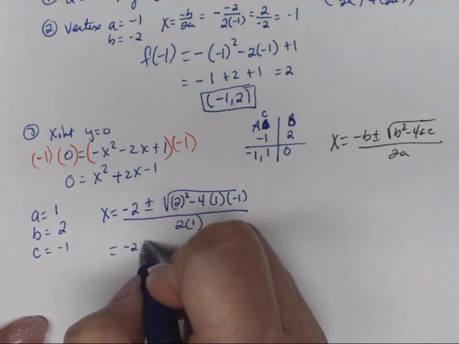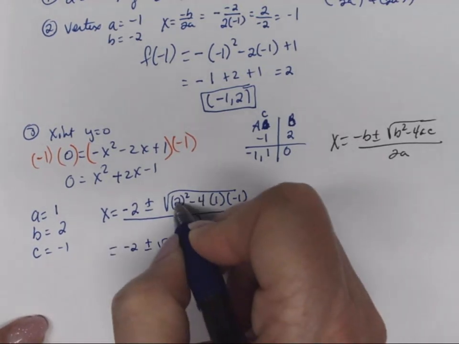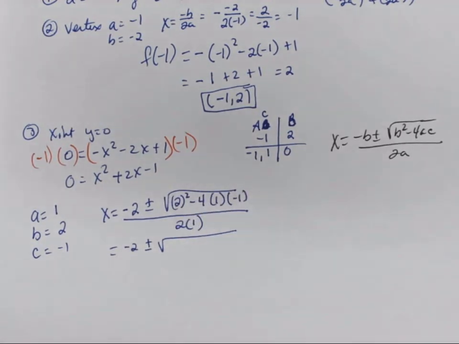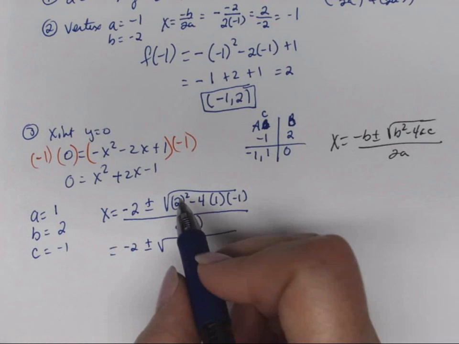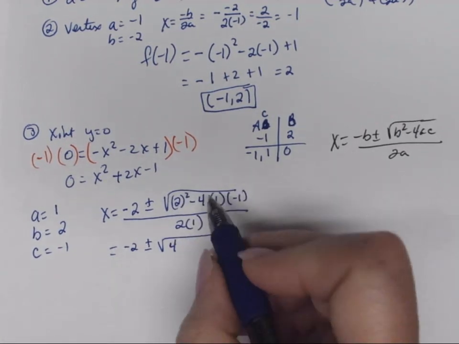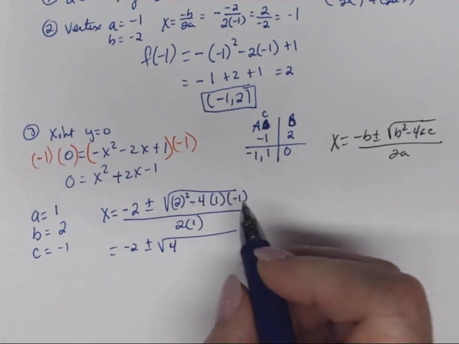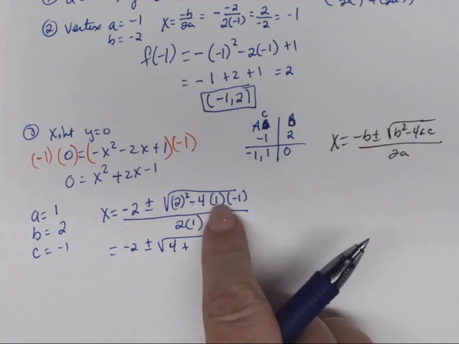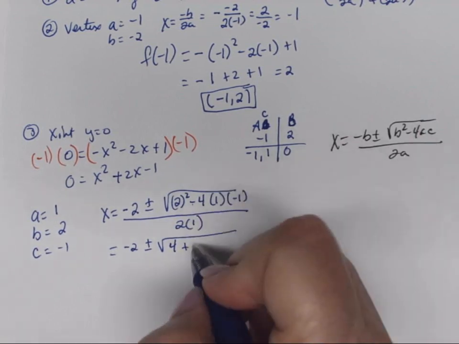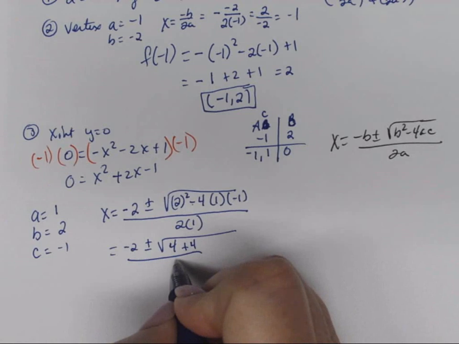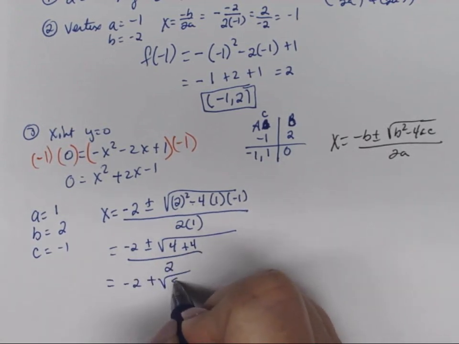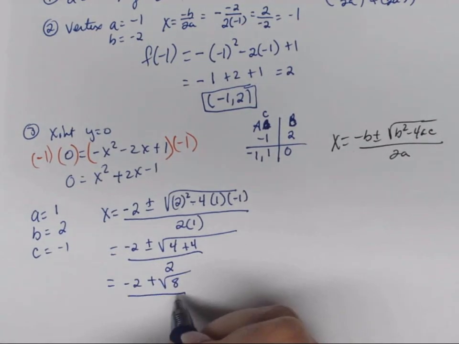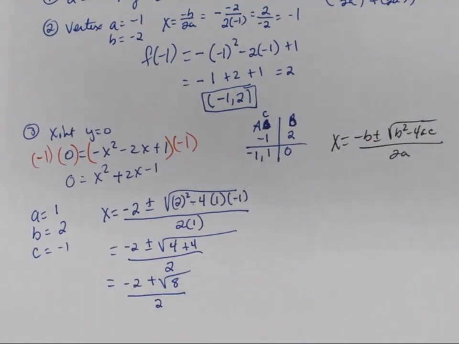All right, so that gets us negative 2 plus or minus. And I always put that in parentheses so I remember the whole thing. This one will always become positive because you're squaring the whole number. So 2 squared is 4. Negative times a negative is going to make that positive. 4 times 1 is still 4, all over 2. So negative 2 plus or minus the square root of 8 when I add the 4's, all over 2. Now I have to break down that square root of 8.